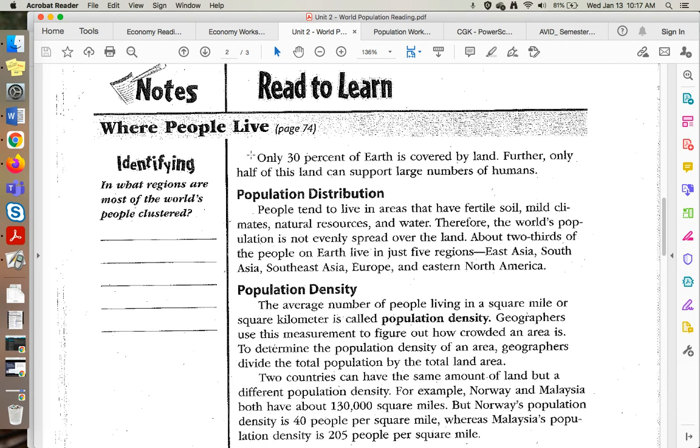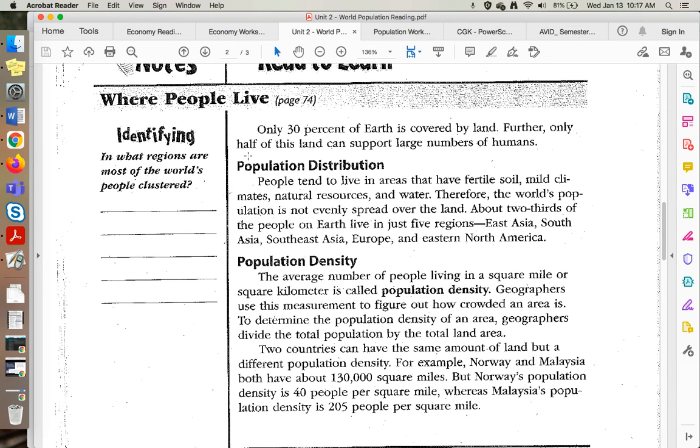Only 30% of the Earth's surface is covered by land. Further, only half of that land can support large numbers of humans. So think about places that we don't live, like places that are too cold or too hot or too dry to survive. Population distribution. People tend to live in areas that have fertile soil, mild climates, natural resources, and water. Therefore, the world's population is not evenly spread out over the land.